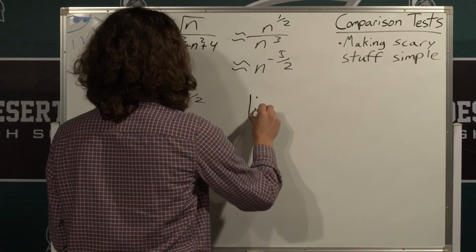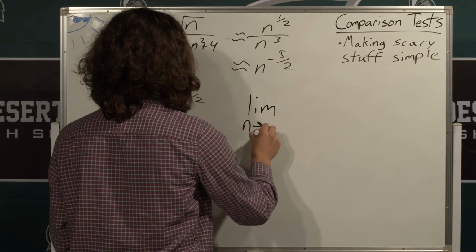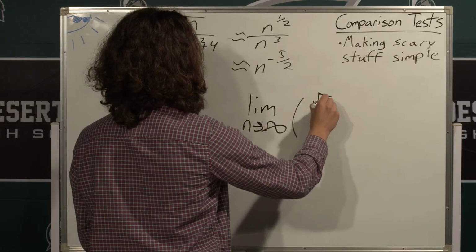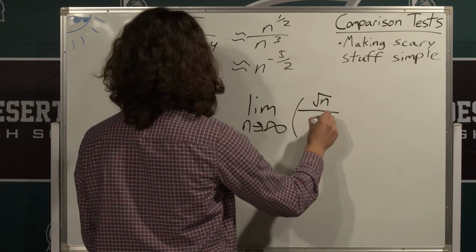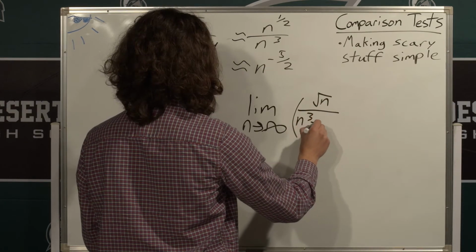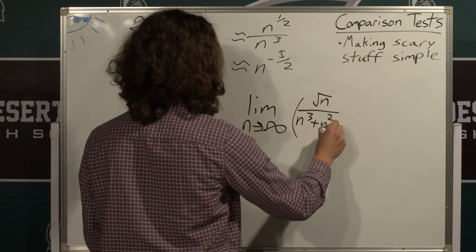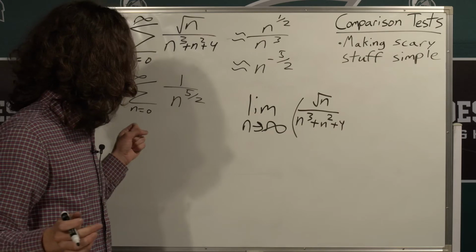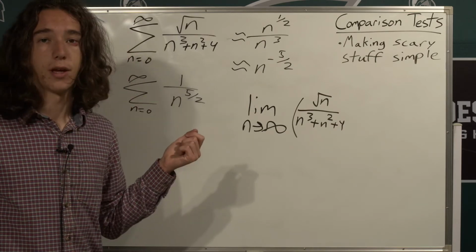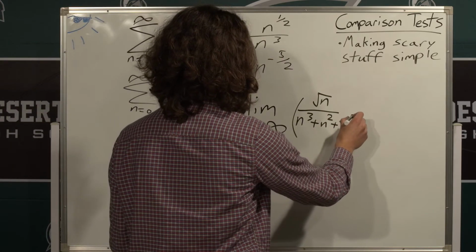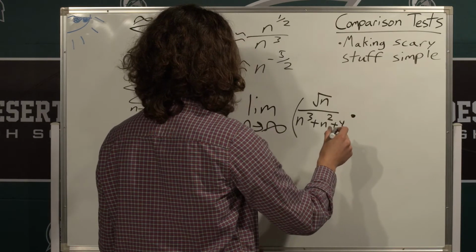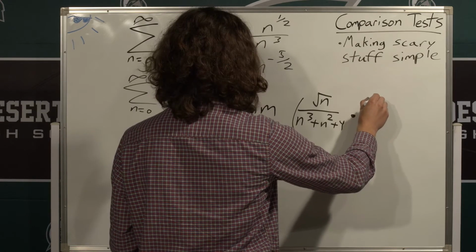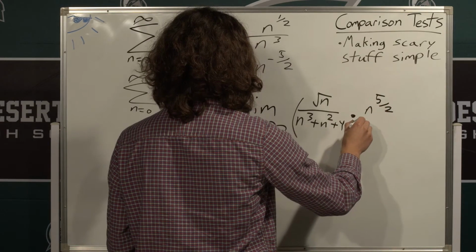We're going to say the limit as n goes to infinity of square root n over n cubed plus n squared plus 4. And instead of dividing, I'm going to multiply by the reciprocal because it looks easier. But you know that those are the same thing. Times n to the 5 halves over 1.